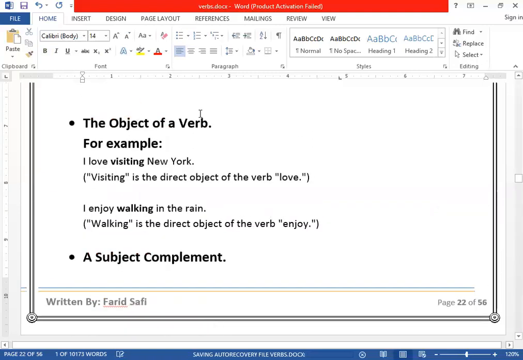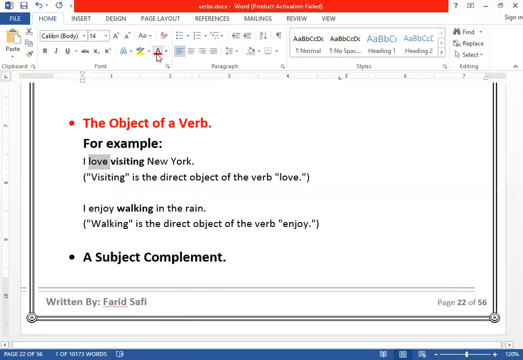Second number. Object of a verb. Gerund can be the subject of a verb. Gerund can be an object of a verb. Like for example, I love visiting New York. I love. What is love here?